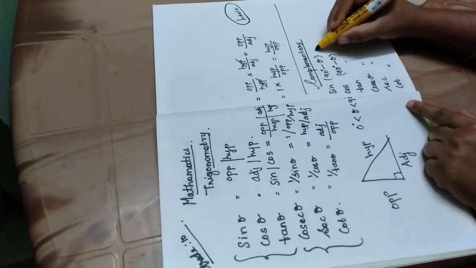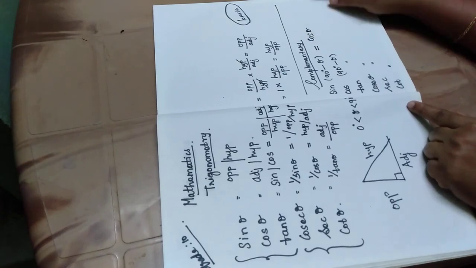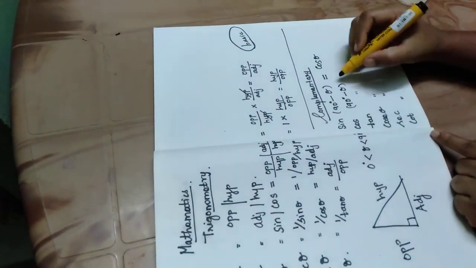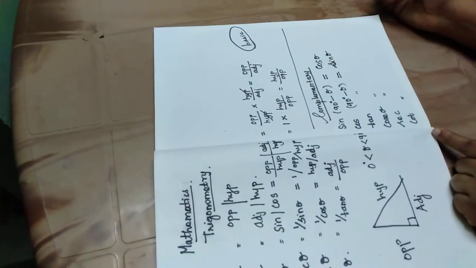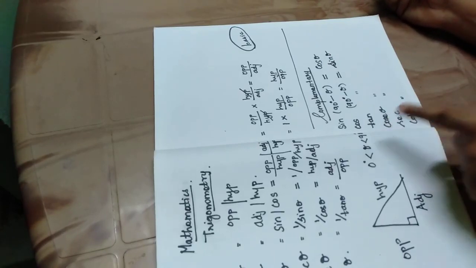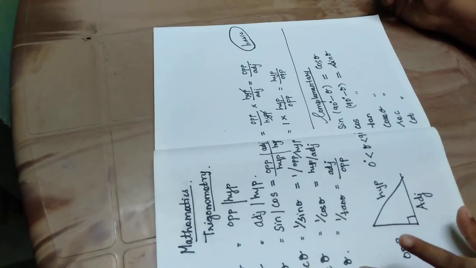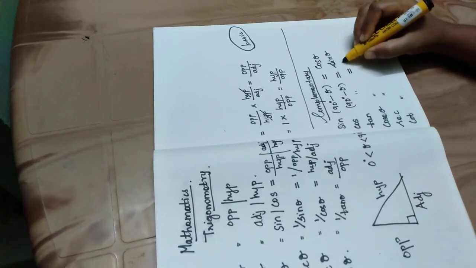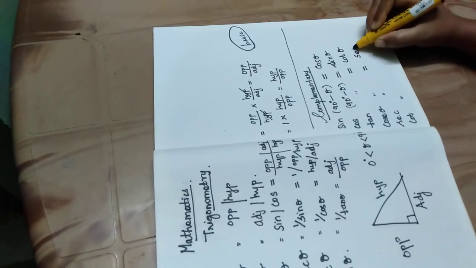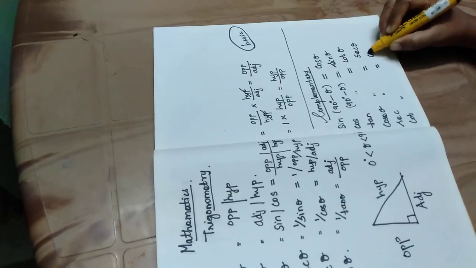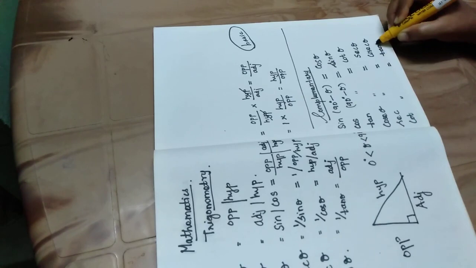Sin(90° − θ) is cos θ. Cos(90° − θ) is sin θ. Now tan would be the opposite of what value? Here for tan we choose cot, isn't that so? So tan(90° − θ) is cot θ. Now cosecant gives secant θ, secant gives cosecant θ, and cot θ gives tan θ.